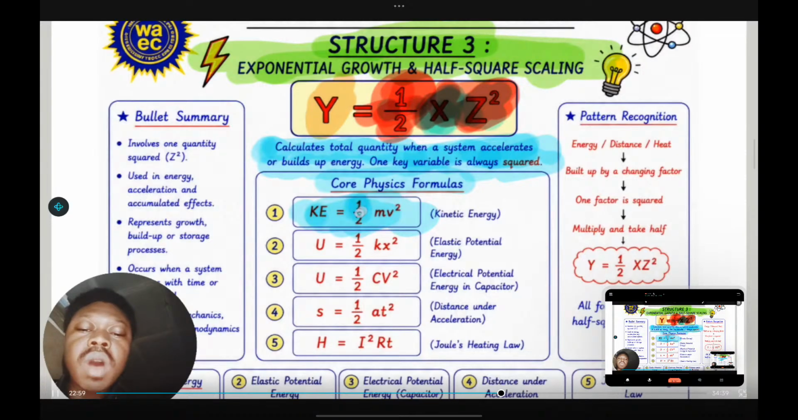So KE equals 1 over 2 mv squared. One of the variables is squared. Then U equals 1 over 2 kx squared under elastic potential energy. This is under kinetic energy. Then under electrical potential energy in a capacitor, you have half CV squared.